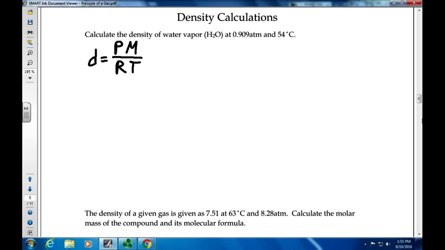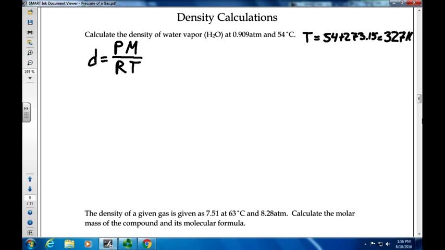So the first thing we're going to do is convert 54 degrees Celsius to Kelvin. So let's write temperature is equal to 54 plus 273.15, which, given the number of significant figures and given that we're doing addition rather than multiplication, we're just going to keep to whole numbers. So that makes it 327 K. So that's our temperature. The other things we need are pressure and molecular mass.